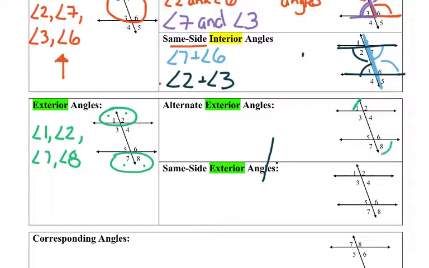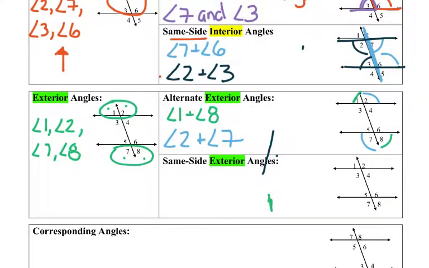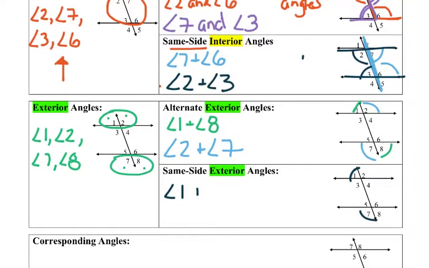Alternate exterior alternate each side of the transversal on the outside. They also come in pairs. So angle 1 and angle 8 are alternate exterior. And then on this side, angle 2 and angle 7. And again, it's about the spots, right? Angle 2 and angle 7 are alternate exterior angles. Similarly, same side exterior angles, that would be angle 1 and angle 7. Angle 1 and angle 7, and on the other side, angles 2 and 8.